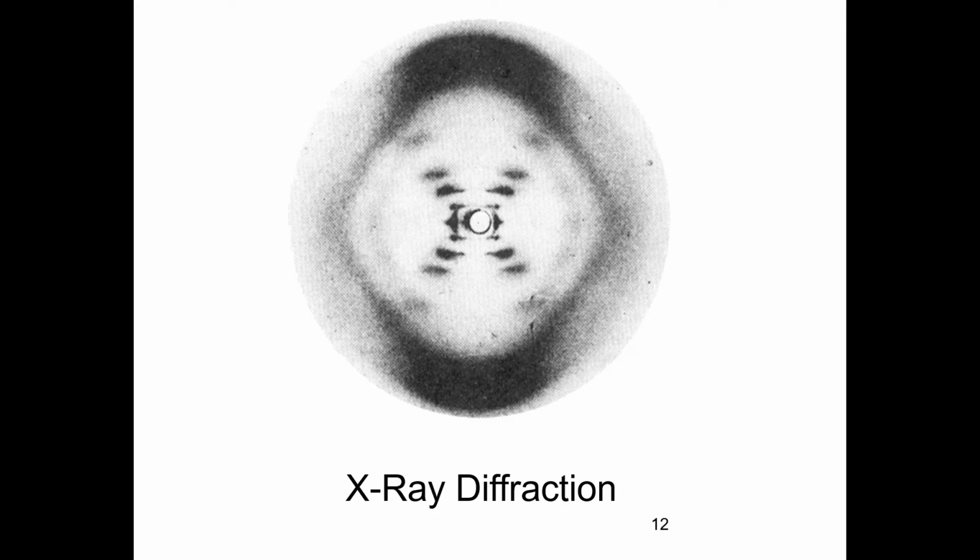X-ray diffraction has to be used for molecules because molecules are too small to be seen with a light microscope. And this happens to be the famous X-ray diffraction of DNA. It's called Photo 51, and it led to the discovery that DNA is a double helix. Perhaps you learned about this in your biology class.